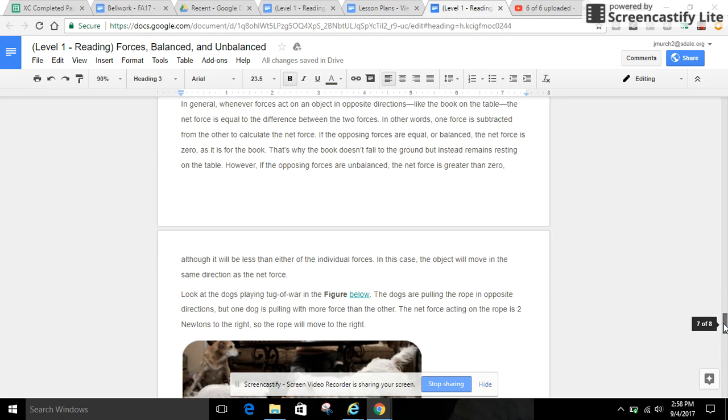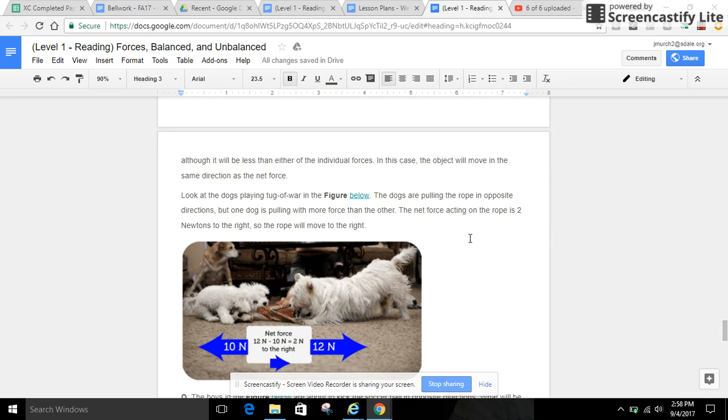Look at the dogs playing tug-of-war in the figure below. The dogs are pulling the rope in opposite directions, but one dog is pulling with more force than the other. This dog is pulling with 10 newtons. Bigger dog pulling to the right with 12 newtons. The net force acting on the rope is 2 newtons to the right, so the rope will move to the right. 12 newtons subtract 10 newtons equals 2 to the right. That's why this dog will win.